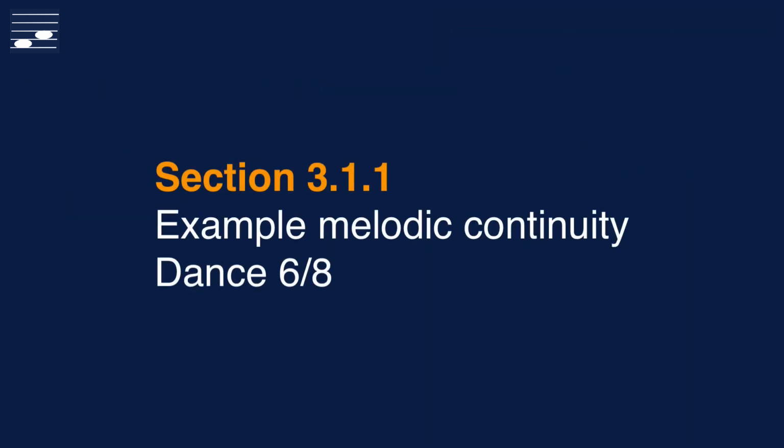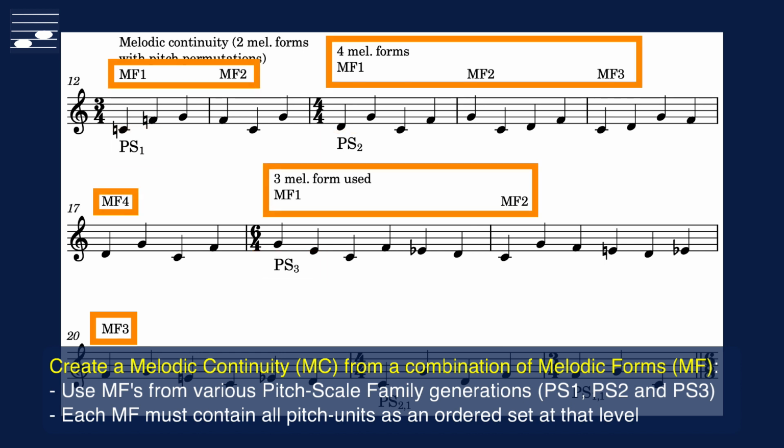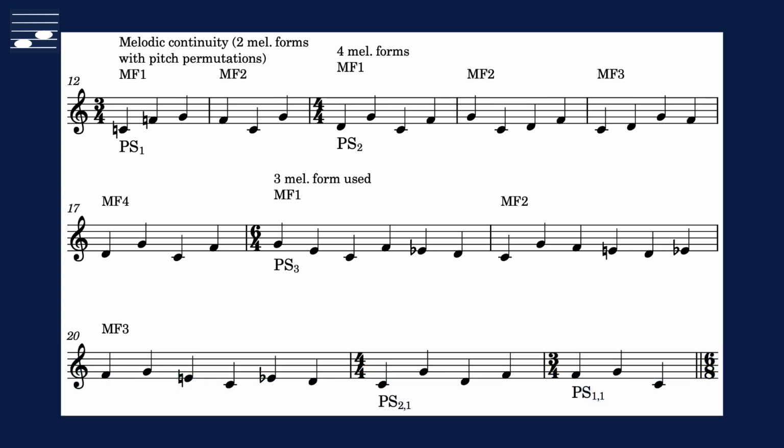After showing the evolutionary process for a scale family, let's apply the result to our first example. Here we see a melodic continuity based on the 3 generations of the scale family that we developed thus far. We use a single scale from each generation and multiple melodic forms for that scale. Note that the melodic form is an ordered series that must contain all pitch units. The overall compass is determined by the parent generation, here the perfect fifth between C and G.